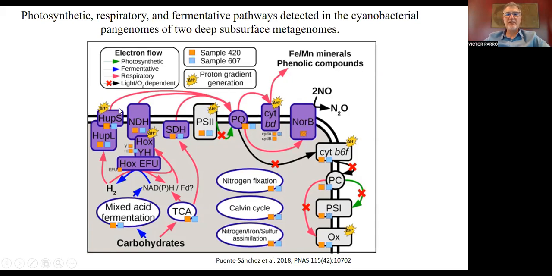All this hydrogenase system can drive the hydrogen through the electron chain transfer, and either go through external electron acceptors that might be some phenolic compounds or some iron and manganese minerals, or use nitrate as electron acceptor. So we also identified nitrogen fixation genes, Calvin cycle genes, and the other nitrogen and iron sulfur assimilation systems. So yes, we can say that this cyanobacteria might be viable there and might be using this system for life.